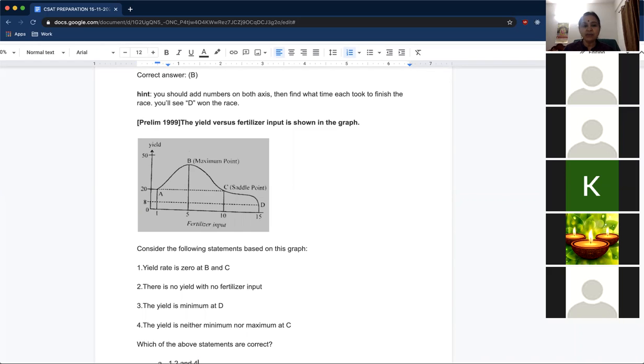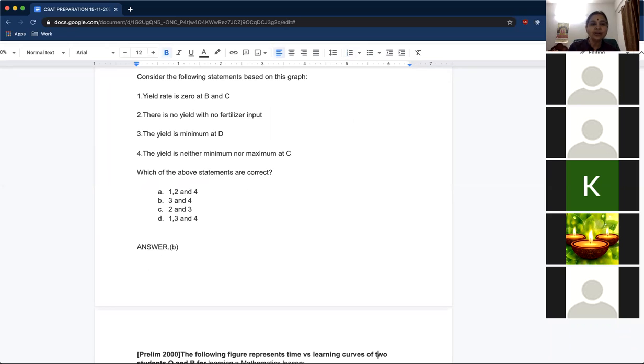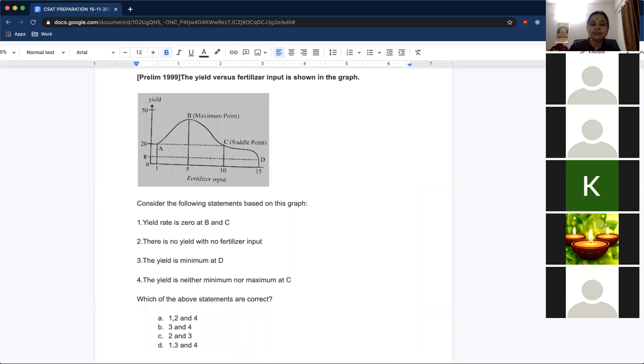The yield is minimum at D. That is true. The yield is neither minimum nor maximum at C. That is also true. So what are the options for this particular one? 1, 2, 4. 1, 2, 4 means yield rate is 0 at B and C. That is not true. Then there is no yield with fertilizer input. Which option is correct now? The last 2 are correct. 3 and 4 means option B is correct.